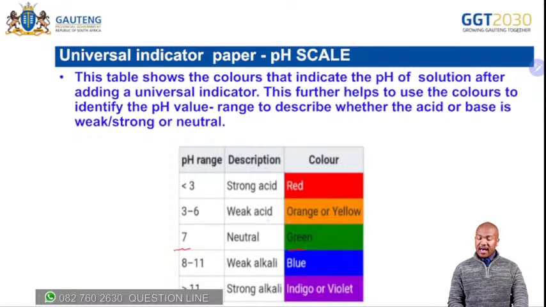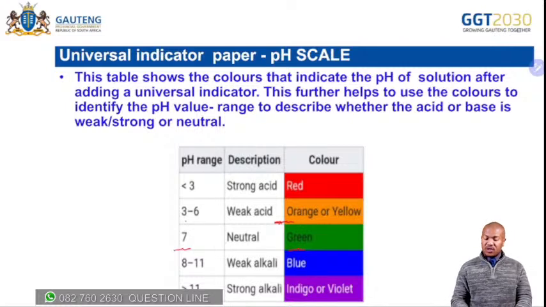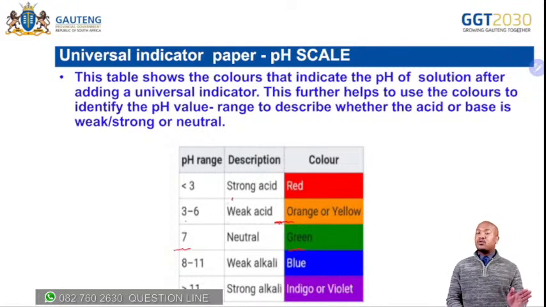So now for weak acids, remember acids are between 0 to 7, meaning any number below 7, right? So now you start finding what? Orange and yellow, indicating your weak acids. So they range from 3 to 6. Then from 3 going down to 0, that's where you find your strongest acids with the color red.